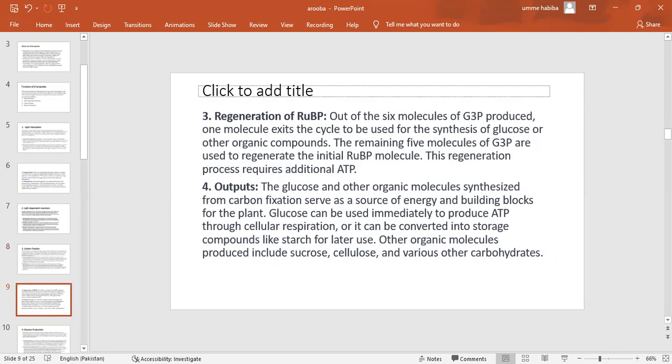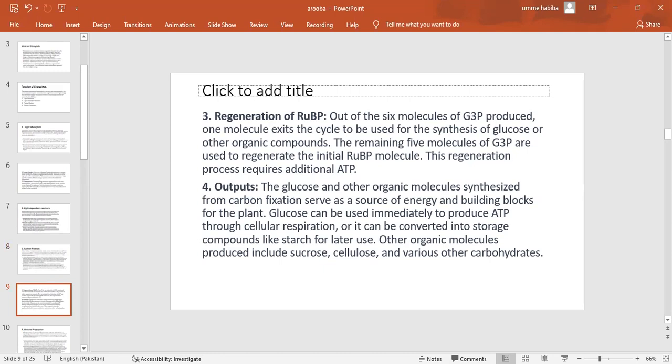Now we can tell the regeneration of RuBP. One of the 6 molecules of G3P exits the cycle to be used for the synthesis of glucose or other organic molecules. The remaining 5 molecules of G3P are used to regenerate the initial RuBP molecule. The regeneration process requires additional ATP input.